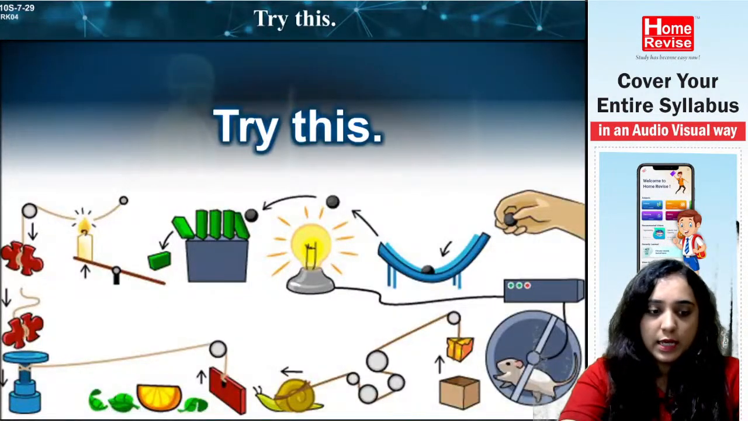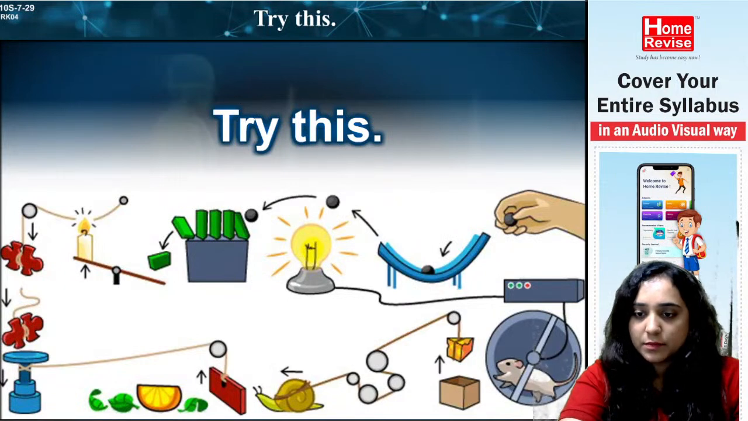Try this. Yes, let's understand this thing. Apparent size of an object.